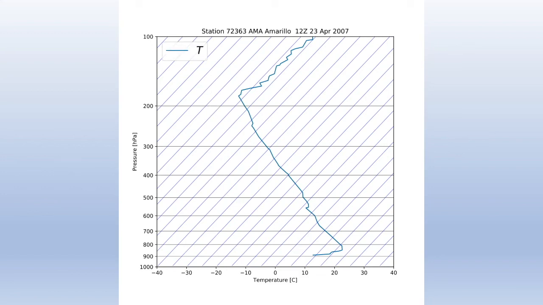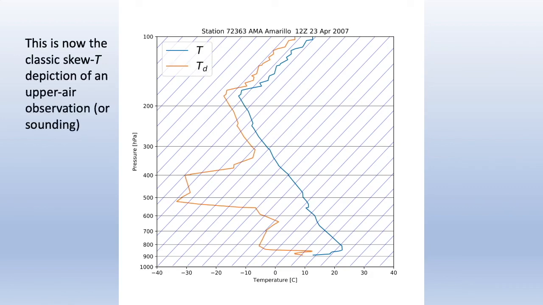With the Amarillo sounding that I've depicted here, I've only been showing the temperature, but dew point is also measured in degrees Celsius, and we can add the dew point curve as well, and that's always going to be either on or to the left of the temperature curve. So this is now, as I said, the classic Skew T depiction of an upper air observation or sounding, including both the temperature and the dew point profiles.